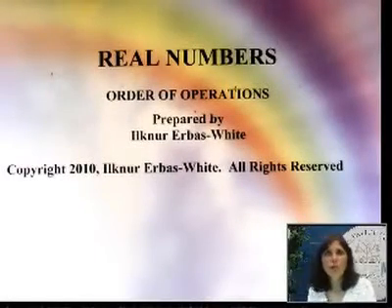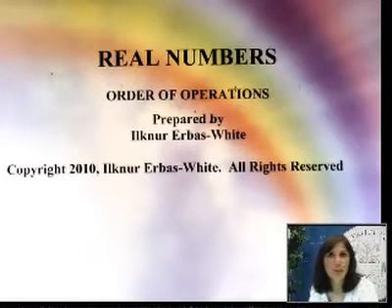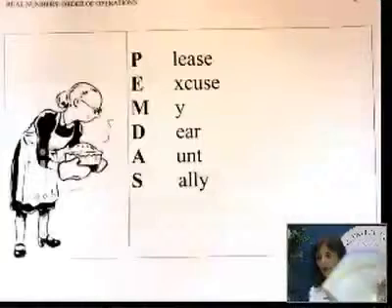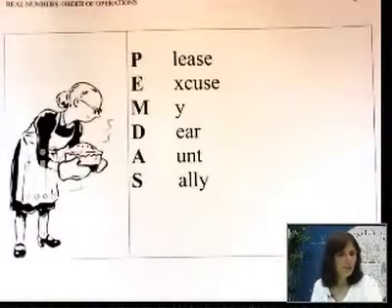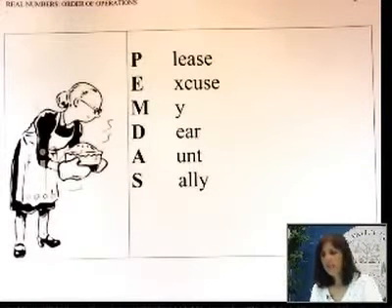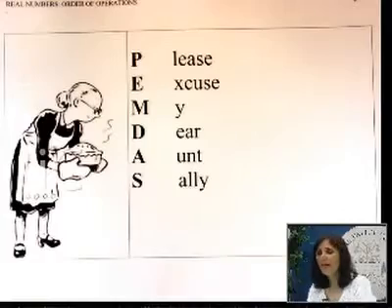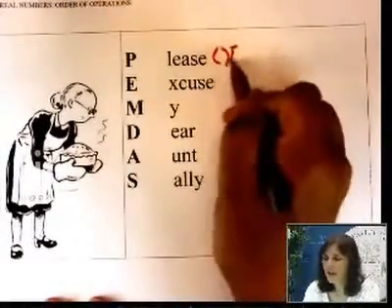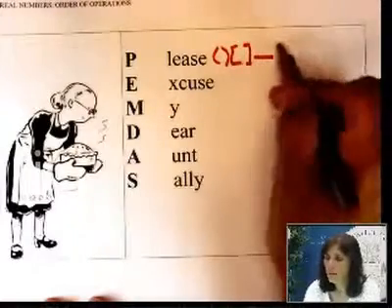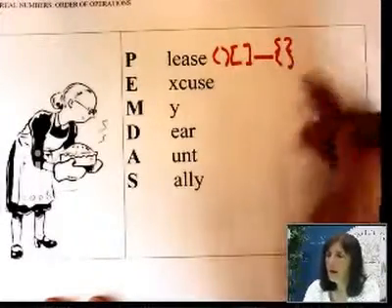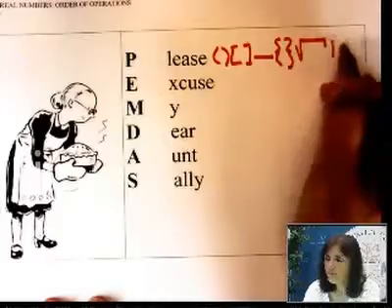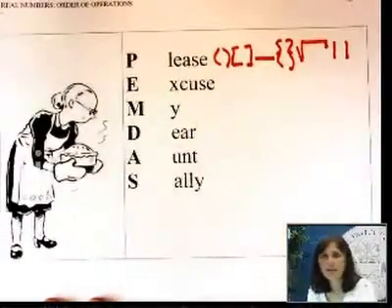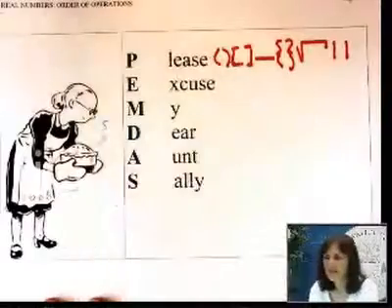Today we will do order of operations involving real numbers. Okay, the first thing you need to remember is, please excuse my dear Aunt Sally. Let's go over it. P stands for parentheses, brackets, any fraction bar, braces, square root, absolute value. Those are all grouping symbols. Even though P stands for parentheses, it involves all these guys.